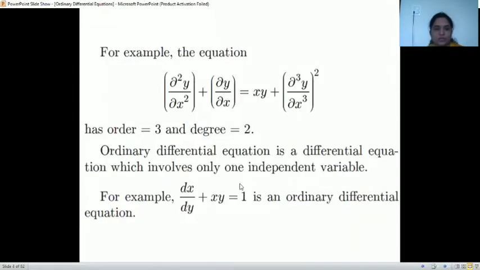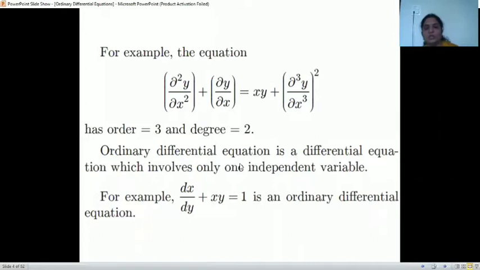We know this. Then for example, suppose this equation is given to you, which is a partial differential equation. Then what is the order and degree here? First of all, you have to check for the highest order in this. So the order of this term is 2, here it is 1, and here it is 3. So the highest order in the equation is 3. So the order of the equation is 3. And then degree is the highest power of the highest order. So the highest order is here and its power is 2, which is highest here. So degree is 2, right? So order is 3 and degree is 2.